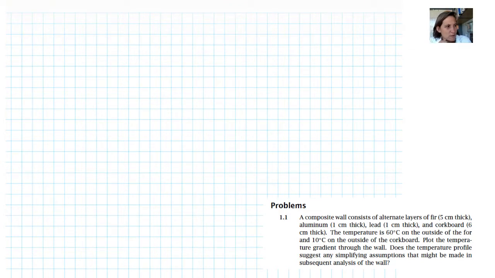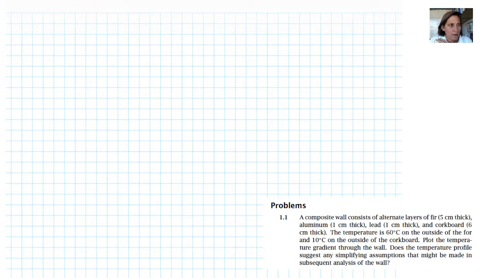So the first thing that I noticed is that I have a composite wall, and the wall has alternating layers of different materials. Obviously, these materials have different thermal conductivities. So we have fir, which is wood, aluminum, lead, and corkboard, and they have different thicknesses. And what we know is that on one side the temperature is 60 degrees C, and on the other side is 10 degrees C on the outside of the corkboard. So the questions are, what is the temperature gradient, and does the profile suggest any simplifying assumptions that might be made in subsequent analysis of the wall?